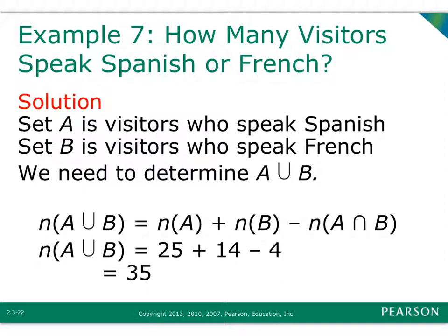Well, our solution is set A is the visitors who speak Spanish, set B is the visitors who speak French, and we need to determine the union of A union B. So the number of elements in A union B is equal to the number of elements of A plus the number of elements in B minus the number of elements of the intersection of A and B. In this case, we know that we had 25 that spoke Spanish plus 14 that spoke French, but there were 4 of them who spoke both Spanish and French. That total is equal to 35.